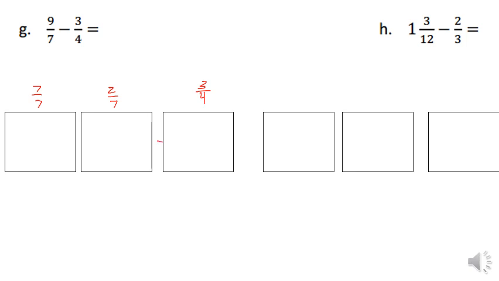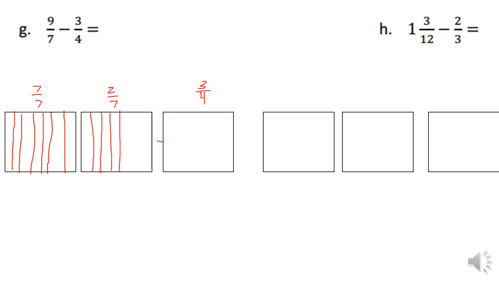Now 7, so we're going to have 1, 2, 3, 4, 5, 6, 7, and we're going to put these into sevens. 1, 2, 3, 4, 5, 6, 7, and we're shading 2 of 7. Now we know on the whole everything's going to be shaded in.